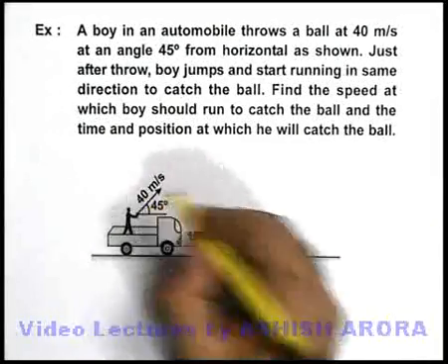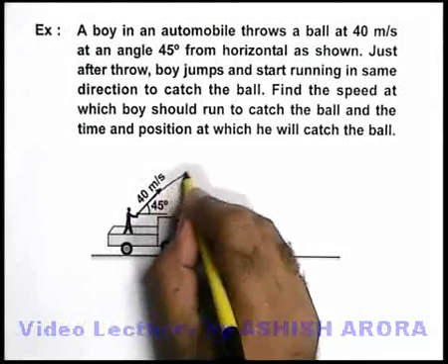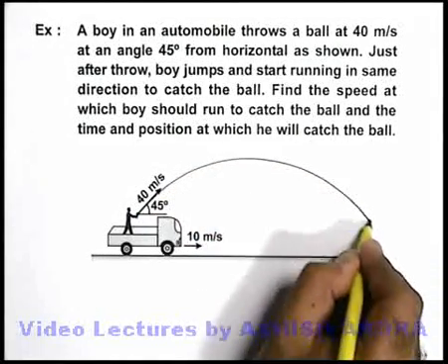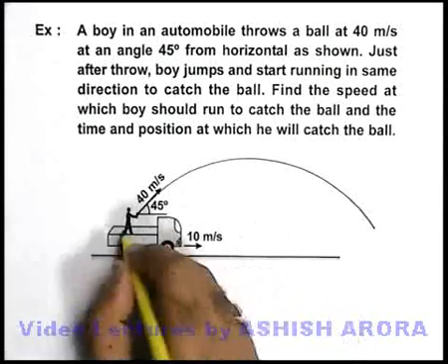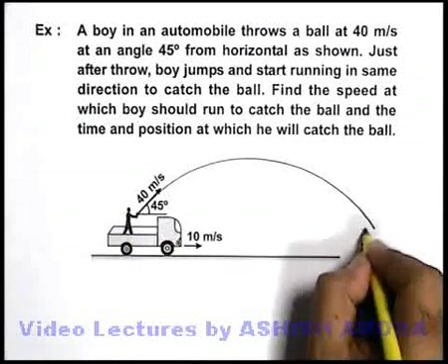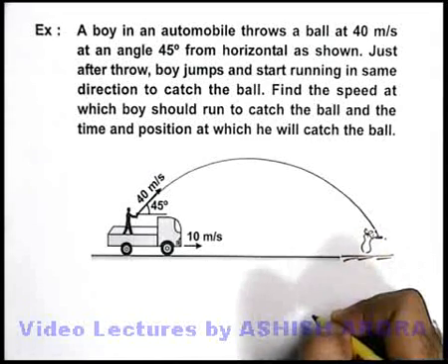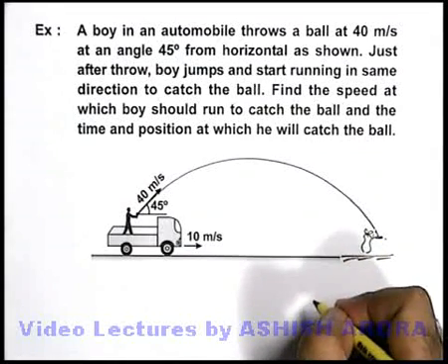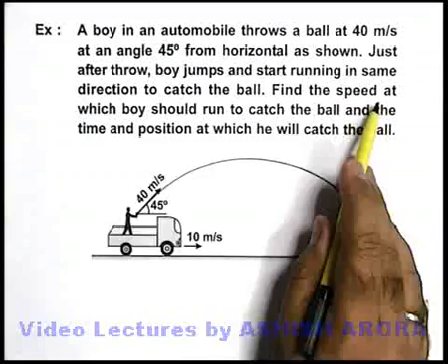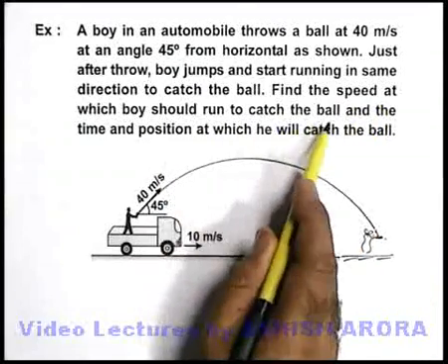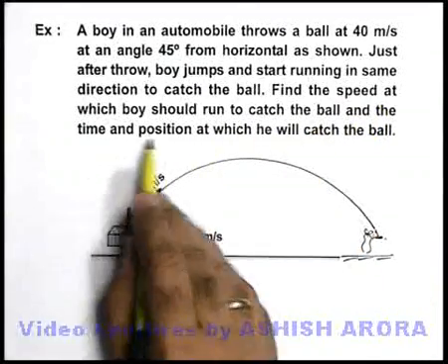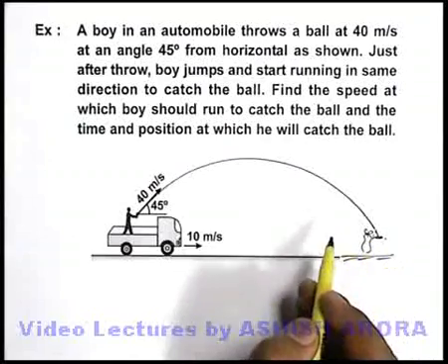As soon as he throws the ball, the ball will start following projectile motion, and the boy needs to reach the position where he will be able to catch the ball. At this point somewhere the boy will be able to catch the ball. We are required to find the speed at which the boy should run to catch the ball, and also the time and position at which he will catch it.